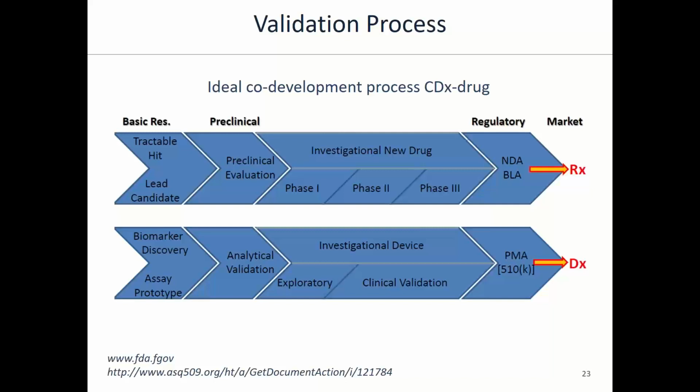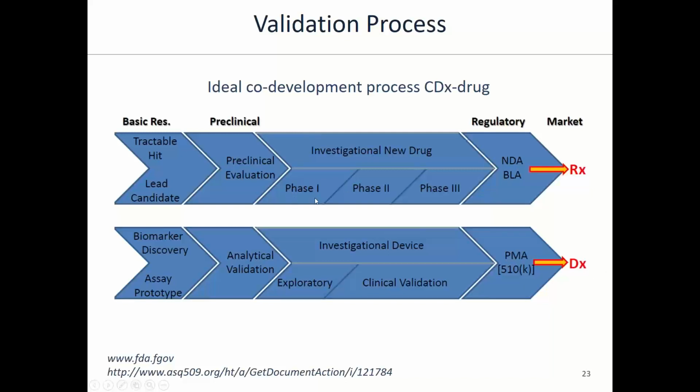Here is the ideal situation for the validation process of a companion diagnostic. Here on top you see the drug that is taken through the different development stages, from the preclinical to the early development stages, phase 1, 2, and 3, coming to the regulatory process and can be available on the market. At the same time, the assay is developed that will become the companion diagnostic. It will undergo analytical validation, and then later on clinical validation and regulatory submission and market approval.